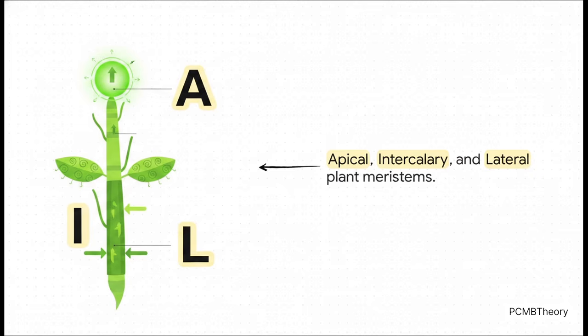Just think AIL, reading from top to bottom. First, A for apical meristem. That's found right at the growing tips of stems and roots, increasing the plant's length. Next is I for intercalary meristem, located at the nodes, or the base of the leaves, which helps the branches grow. And finally, L for lateral meristem, found on the sides, which actually increases the horizontal girth, or the thickness of the stem. AIL. Easy, right?